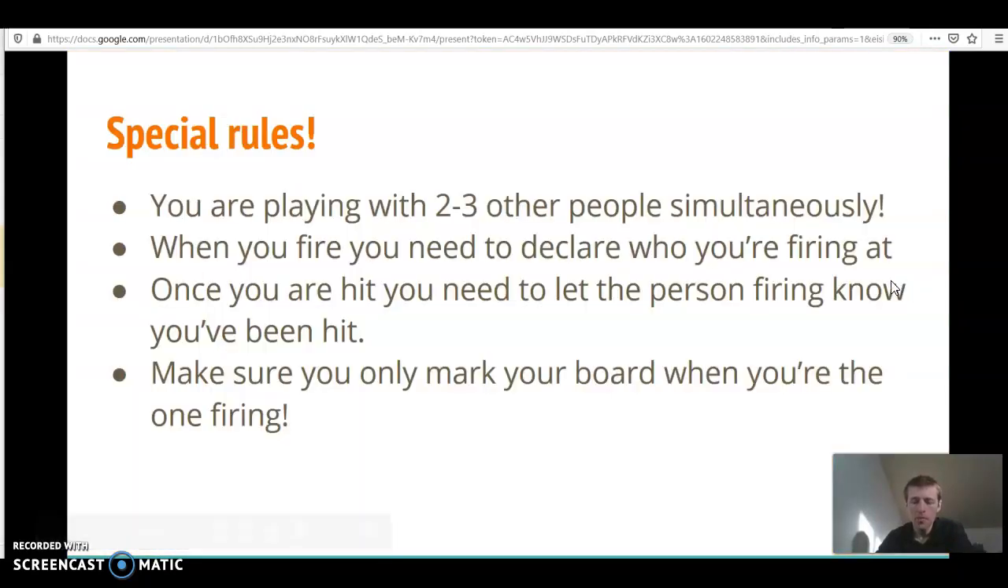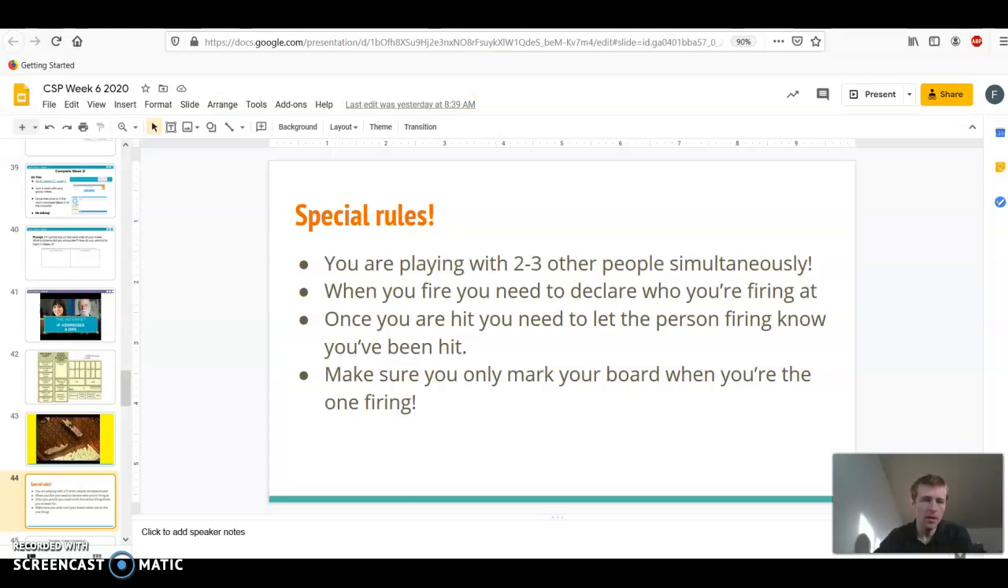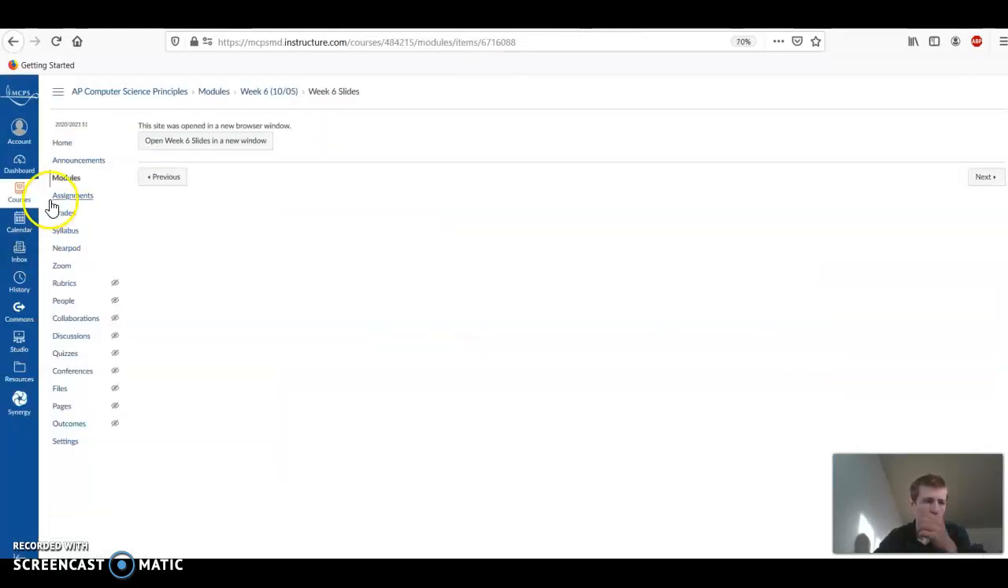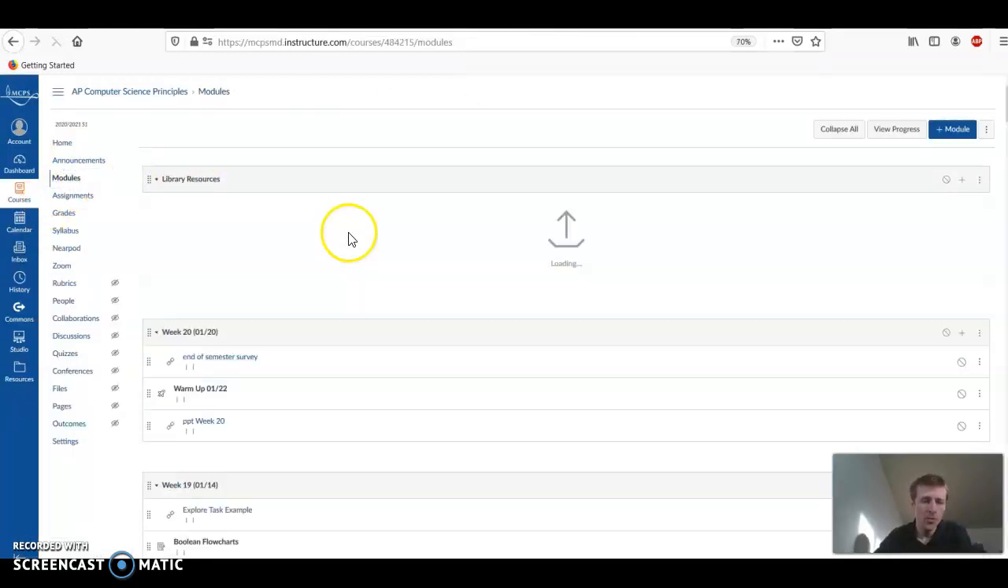Then we played Battleship. So the idea was you played Battleship with 3 other people, or 2 other people, depending on your group, and you were playing simultaneously through the internet simulator. So you had to make sure that the messages you were sending were very clear in terms of who they were from and who they were for. Let's take a look at that assignment together, as that is the primary thing that is due right now.